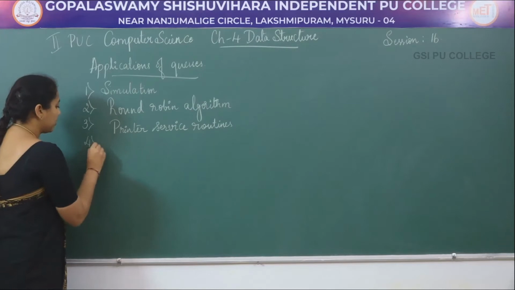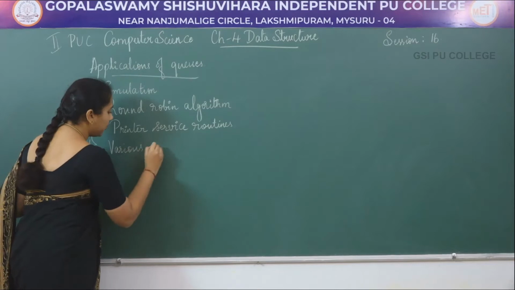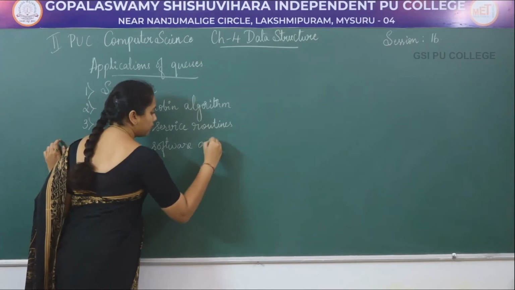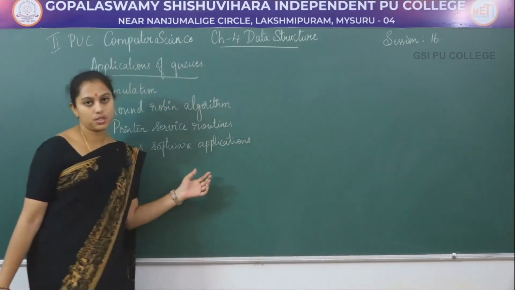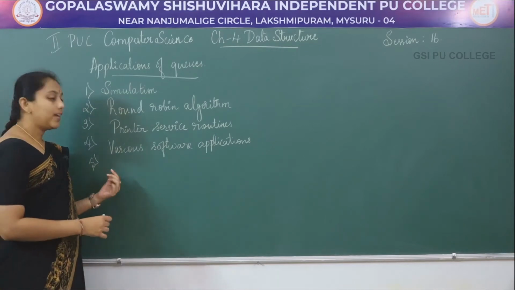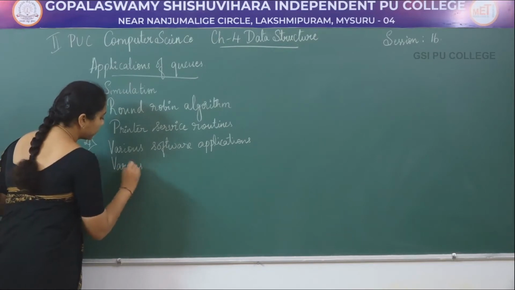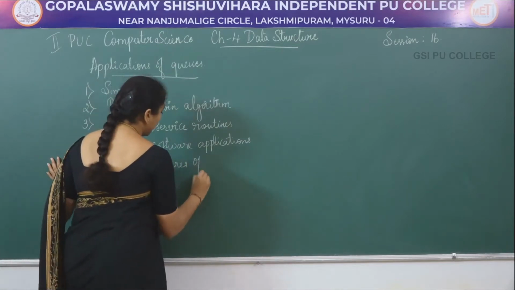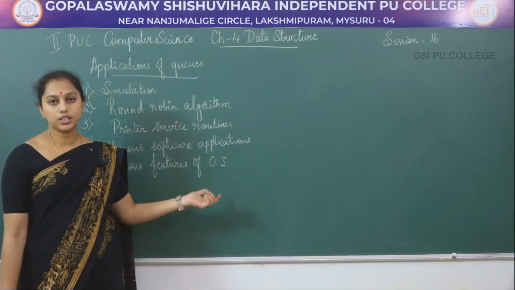And the next application is various software applications, which work upon queues. And the fifth application is various features of the operating system. The operating system mainly works based on the concept called queue.